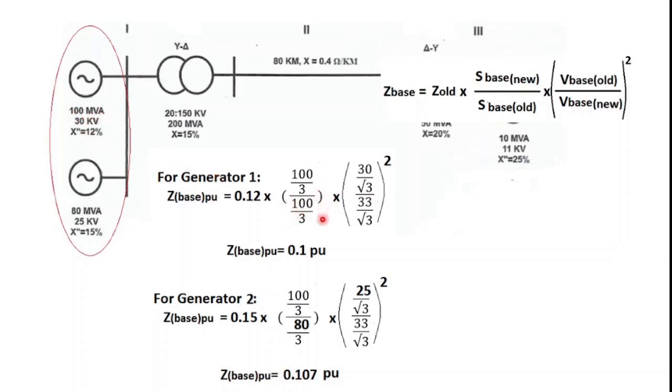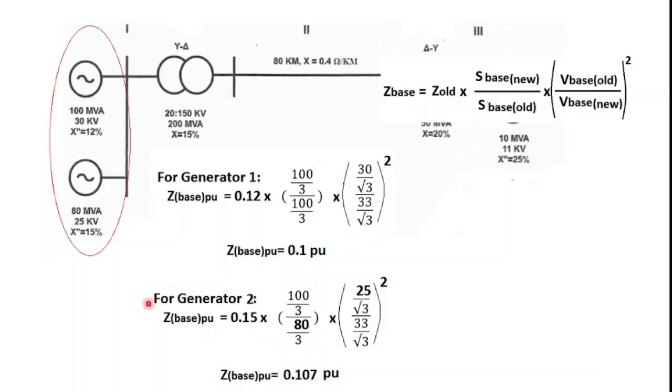So this is here, into V base old. V base old means this 30 kilovolt, and we are again converting it into single phase. So V base old by V base new. And as I have said, in the question it was given that V base new is 33 kV. So if we do the calculation, it will be 0.1 per unit.